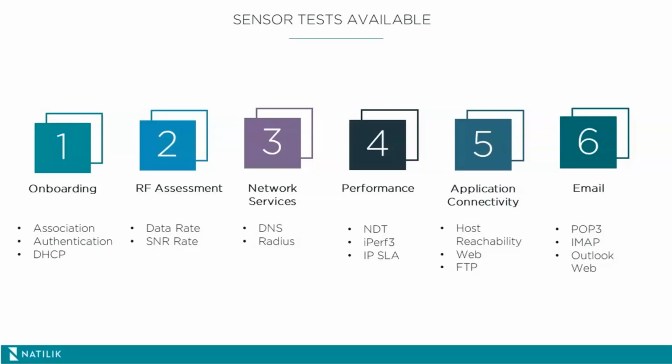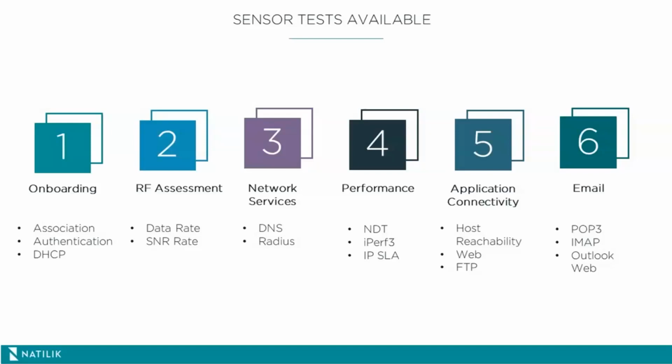So it's a basic onboarding test that would cover association, authentication, and DHCP. The sensor is looking to get onto the network and receive an IP address. If that's the case, it marks those tests as having passed. The next category is RF assessments. That's all about checking the data rate and monitoring the signal-to-noise ratio for a given SSID.